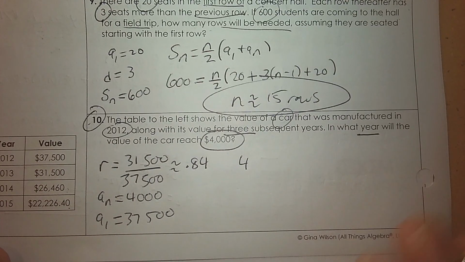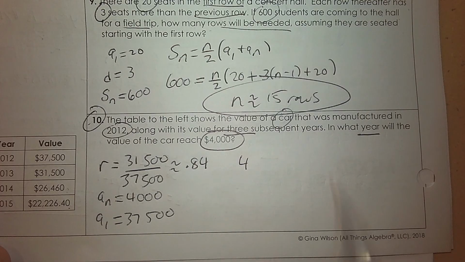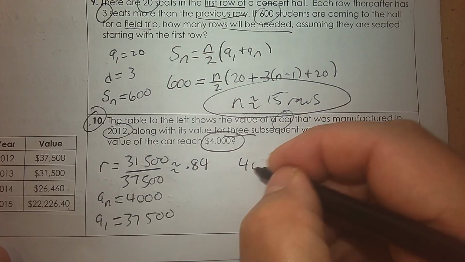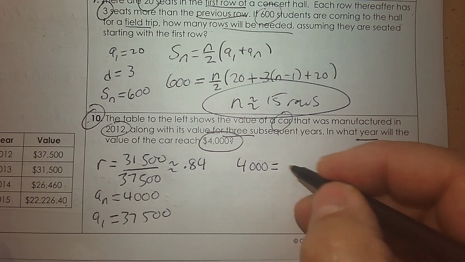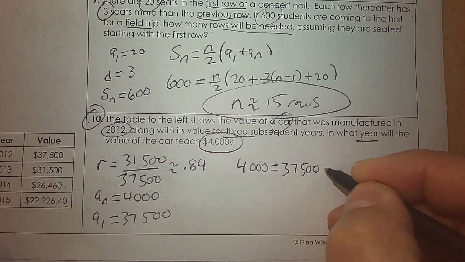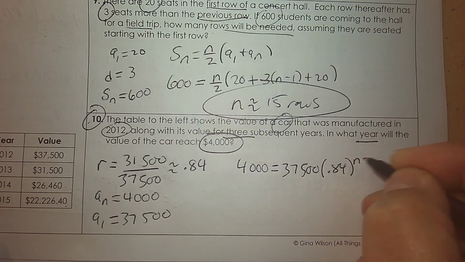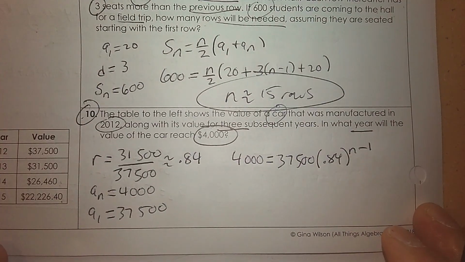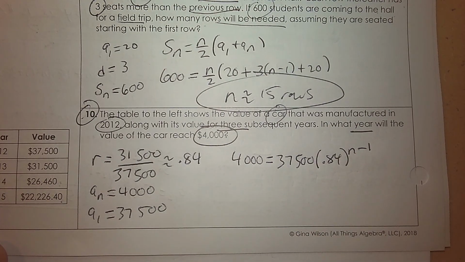So can you set up an equation? Can you use your calculator to solve it? So 4,000. A1 is 37,500. The base is 0.84. And the exponent is n minus 1. Use your calculator. Press F2 and solve, and practice solving with your calculator.